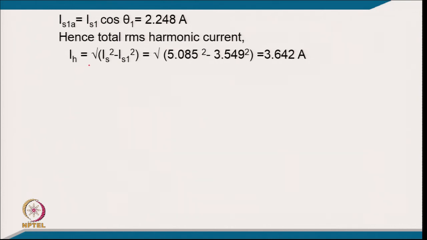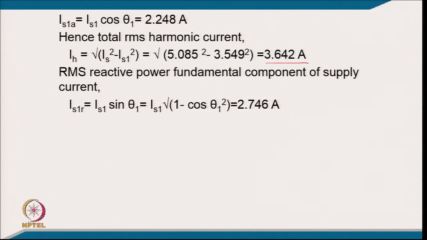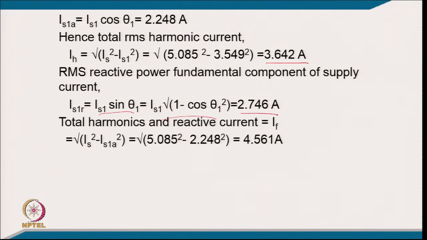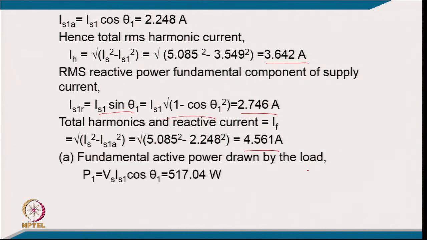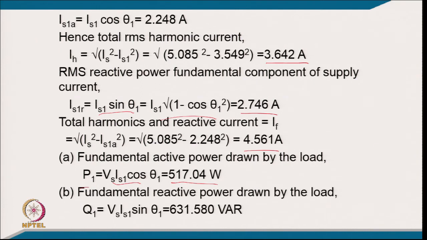Hence the total harmonic current will be IH = the square root of IS square minus the fundamental current square, and putting in the values it comes to 3.642 ampere. The RMS reactive power component of the supply current will be IS1R = IS1 sin theta 1, which comes to 2.746 ampere. The total harmonic and reactive current will be the square root of IS square minus IS1 square, which comes to 4.561 ampere. The fundamental active power drawn by the load will be P1 = Vs IS1 cos theta 1, which is 517.04 watt, and the fundamental reactive power drawn by the load will be Q1 = Vs IS1 sin theta 1, which comes to 631.58 VAR.